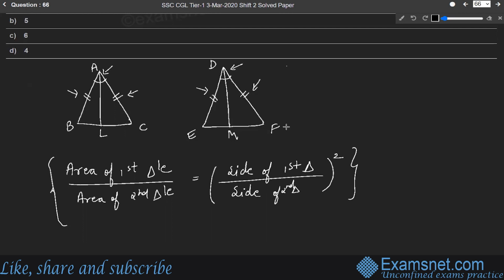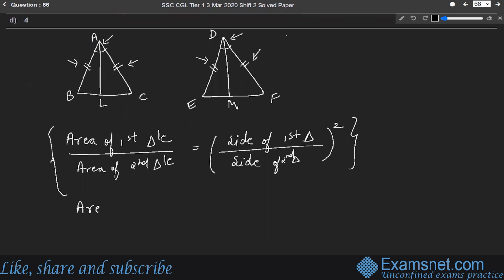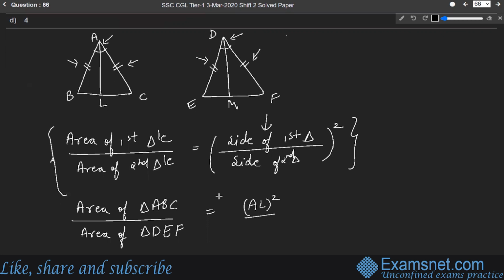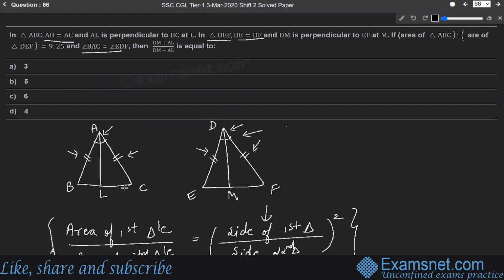And when two triangles are similar, the formula used is area of first triangle divided by area of second triangle is equal to side of first triangle square divided by side of second triangle square. What is the first triangle? ABC. So let us substitute the values. Area of triangle ABC divided by area of the second triangle, which is DEF, so area of triangle DEF, is equal to side of the first triangle. The side will be the perpendicular line, which is AL. So AL square divided by side of the second triangle. We take the same side, the perpendicular, which is DM. So DM square.